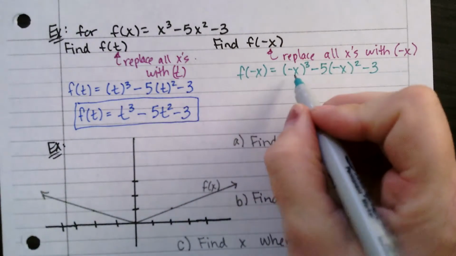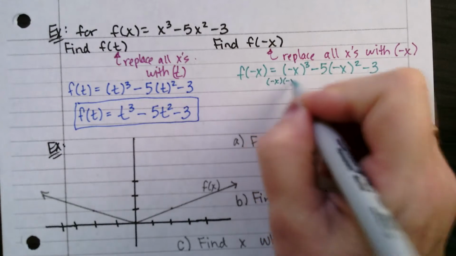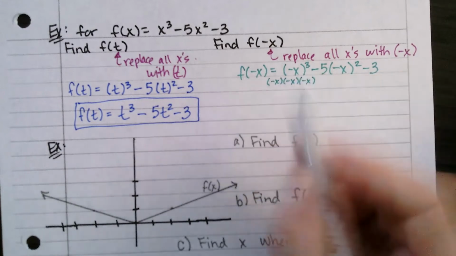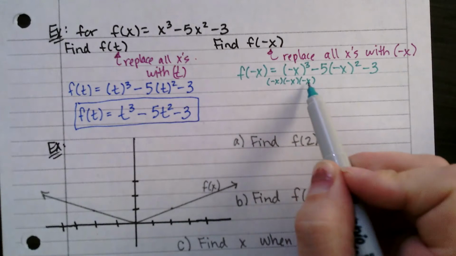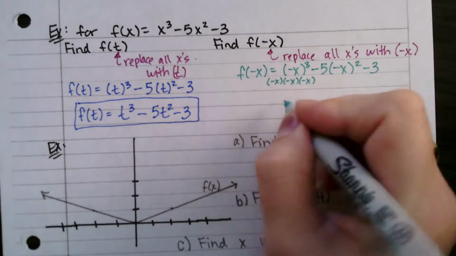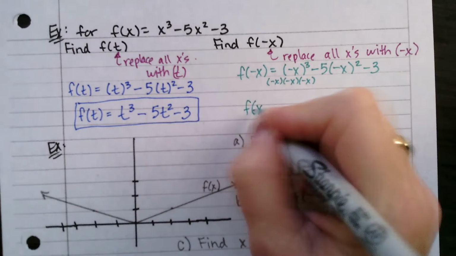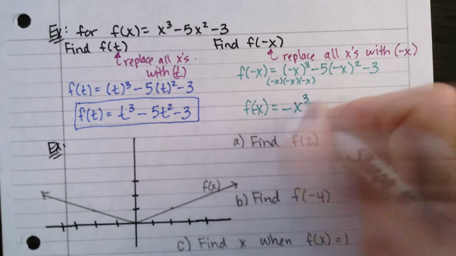So remember that when I have something that's cubed, it means times itself 3 times. So when I take negative x times negative x, that's going to give me positive x squared. Take that times negative x again, and that's going to give me negative x cubed. So f of negative x, I'll replace this with negative x cubed.